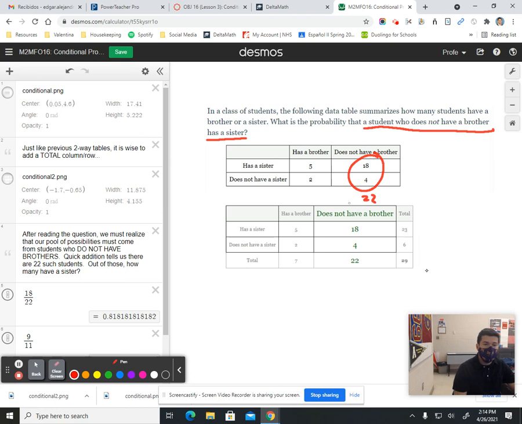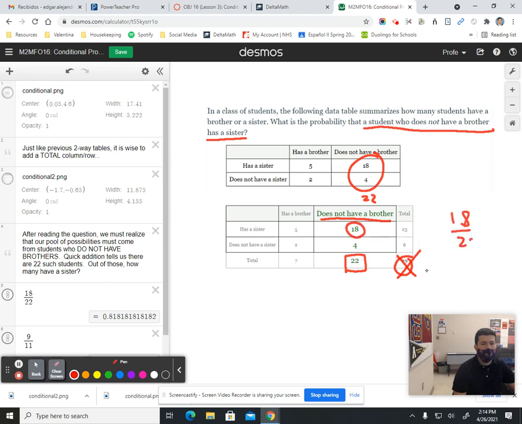Okay, so now I know I'm not talking about all 29 students. I'm only talking about the ones who do not have a brother, right? I'm talking about these 22 students, all right? And I want to know, out of those 22, how many have a sister? So that answer is simple, 18 of them.